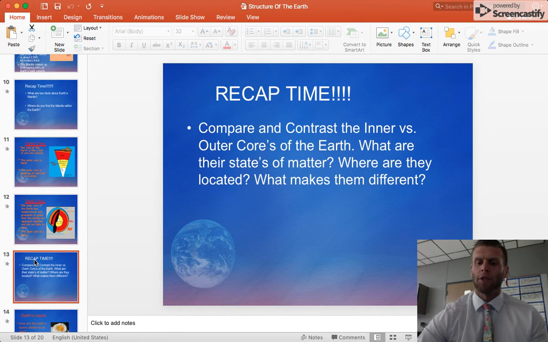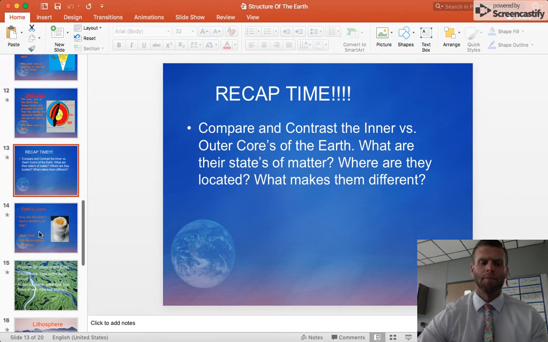Recap time again. Compare and contrast the inner versus outer core of the Earth. What are their states of matter? So solid, liquid, or gas. Where are they located? Which one's further inside the Earth than the other? And what makes them different? How are they a little bit different from one another?